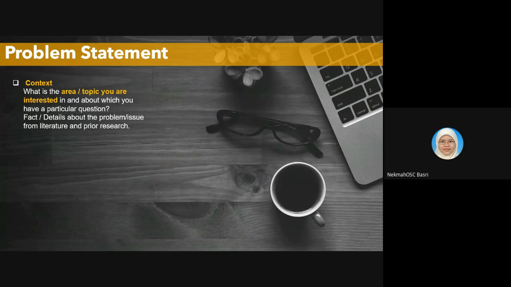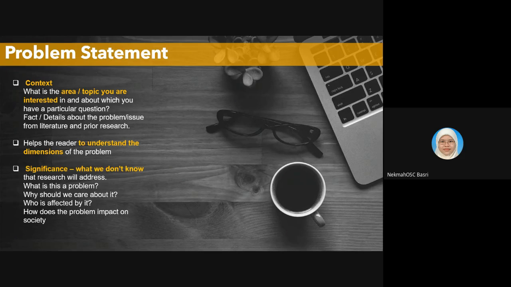Then talking about the problem statement, what is the area or topic you are interested in and about which you have a particular question? The facts and details about the problem, the issue from the literature and prior research, help the reader to understand the dimensions of the problem. Significance: what we don't know that the research will address. What is the problem? Why should we care about it? Who is affected by it? How does the problem impact society?